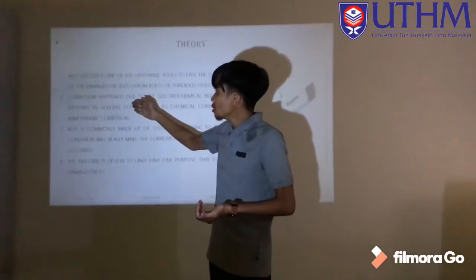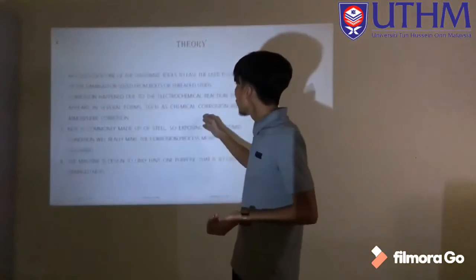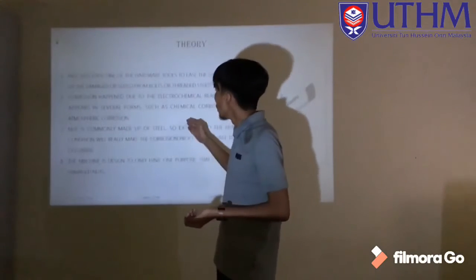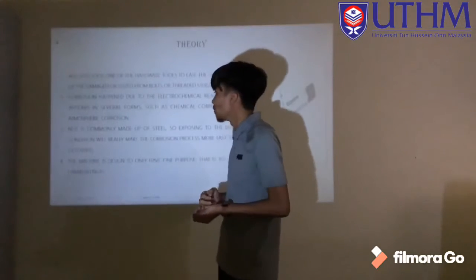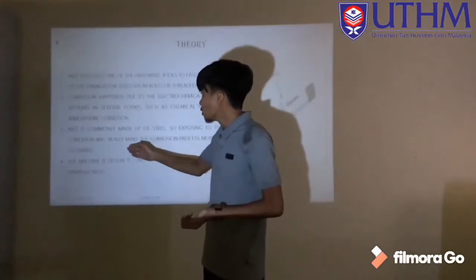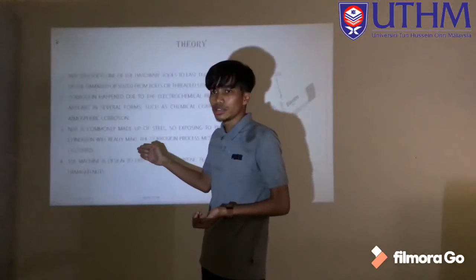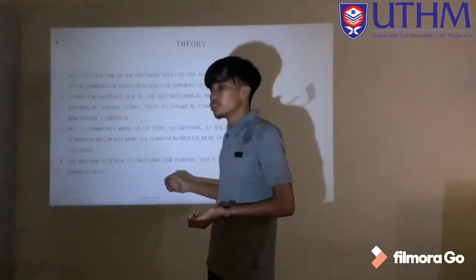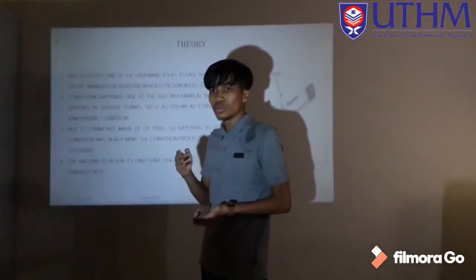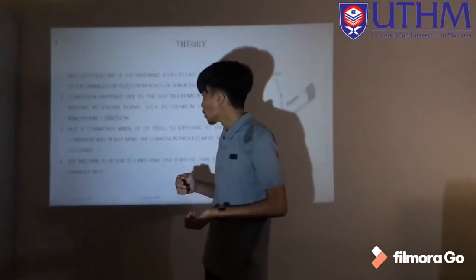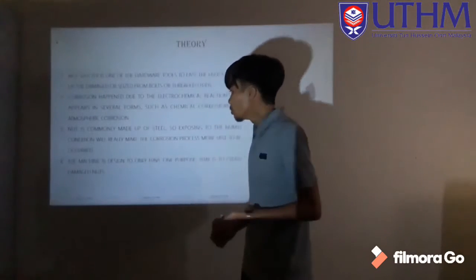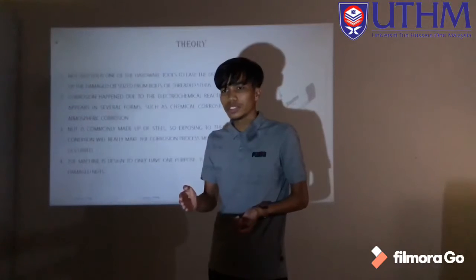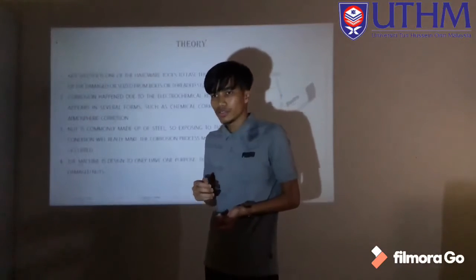So corrosion happens because of an electrochemical reaction that happens due to several forms such as chemical corrosion and atmospheric corrosion. Next, nuts are commonly made of steel. So when exposed to humid conditions, they will tend to rust very easily. Last but not least, this machine is designed to have only one purpose, which is to crush the damaged nuts. That's all from me. Thank you.